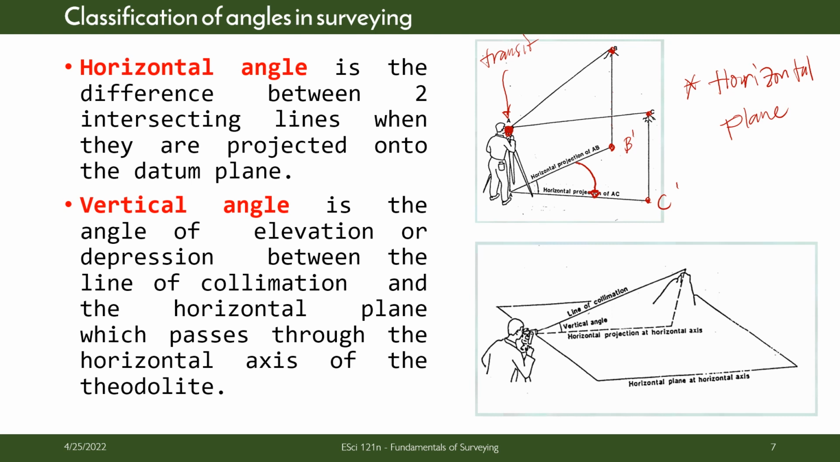For the vertical angle, you have this square expressed as your horizontal plane, or we can call this your horizon. This is our level line, the horizontal plane, or the eyesight. Your horizontal plane is always perpendicular to the vertical plane. It's not shown here, but anyway, a vertical angle is the angle of elevation or depression between the line of collimation and the horizontal plane, which passes through the horizontal axis of the theodolite.